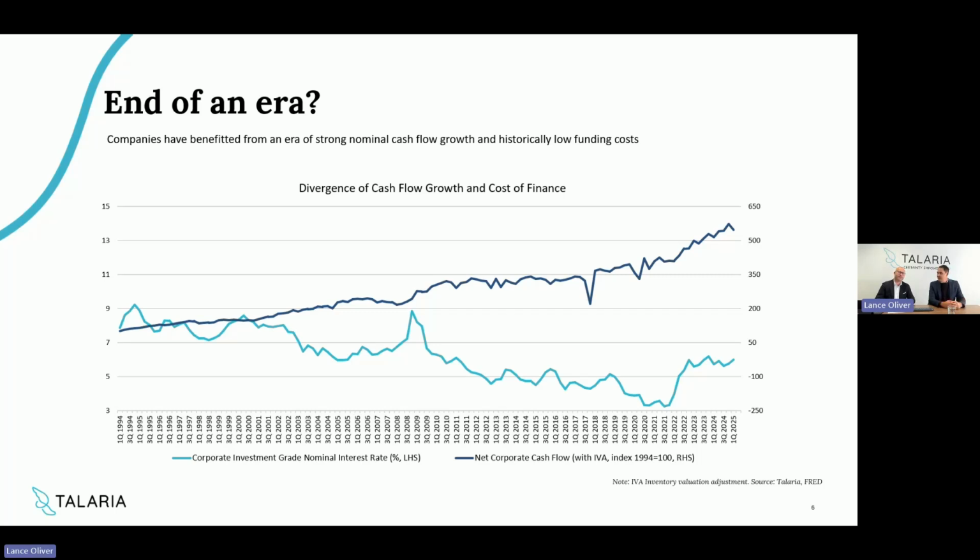And of course, the reason for that is that the cost of production in many industries fell because capital, and physical capital particularly, moved to lower cost manufacturing areas. So that has benefited nominal cash flow growth, but also in real terms it has been much stronger than we would have anticipated.